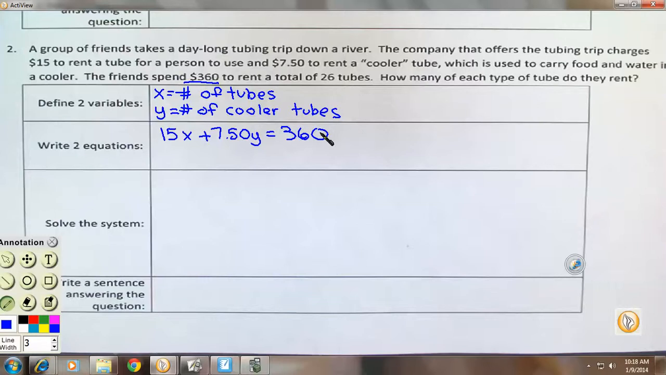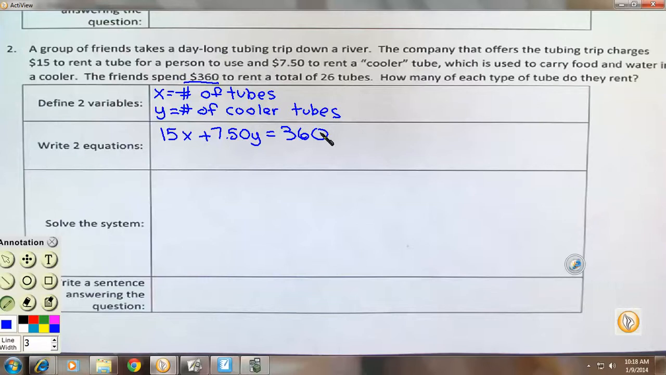Now, if we have two variables, we have to have two equations. Is there any other relevant information that would help us to develop another equation? 26 tubes. So Taylor, tell me what you're thinking. What could we do with 26 tubes?